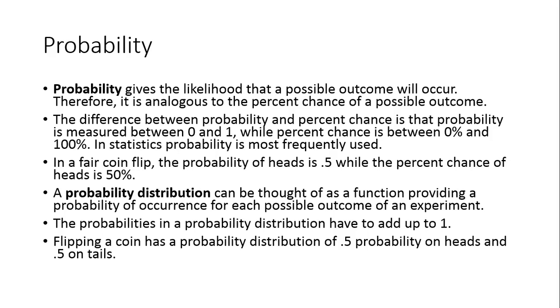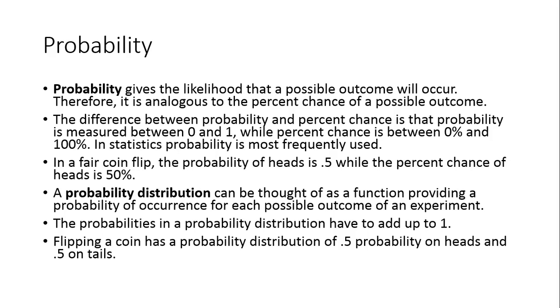So there's always risks, right? Anyways, probability gives the likelihood that a possible outcome will occur. Therefore, it is analogous to the percent chance of a possible outcome. The difference between probability and percent chance is that probability is measured between 0 and 1, while percent chance is between 0% and 100%. If you want to talk more formally in statistics, use the word probability instead of percent chance. So in statistics, we use probability in general.